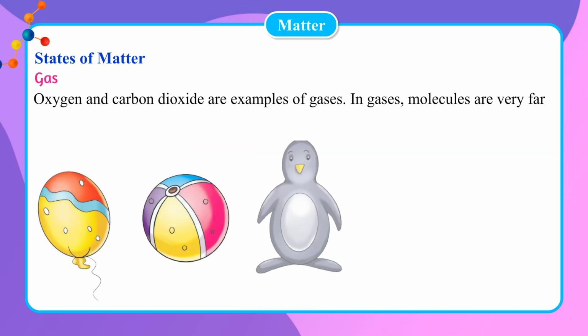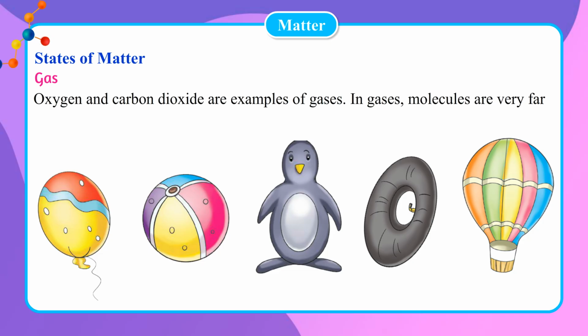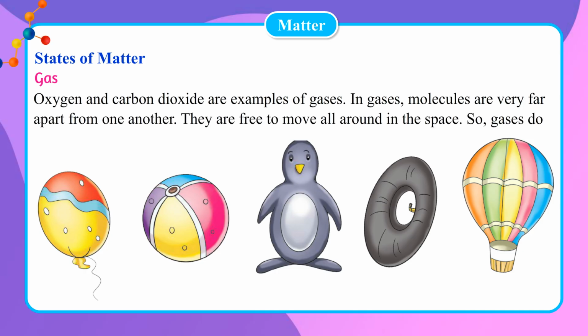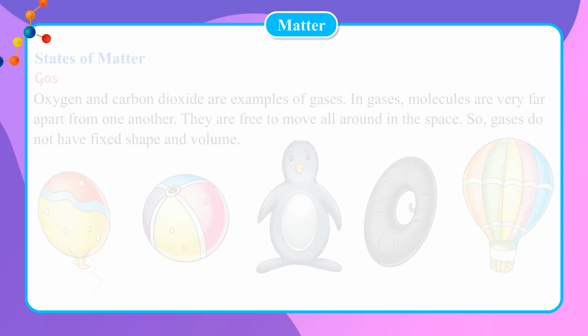Gas. Oxygen and carbon dioxide are examples of gases. In gases, molecules are very far apart from one another. They are free to move all around in the space. So, gases do not have fixed shape and volume.